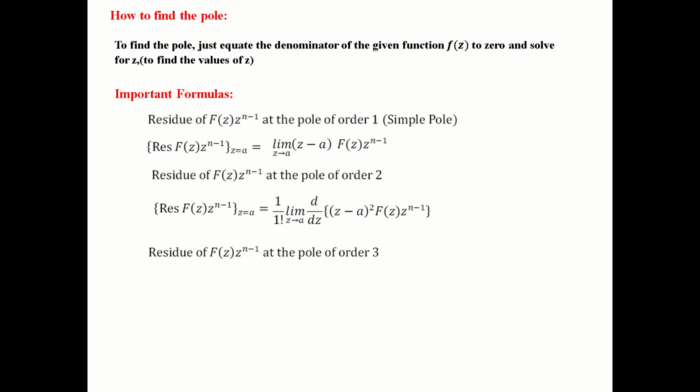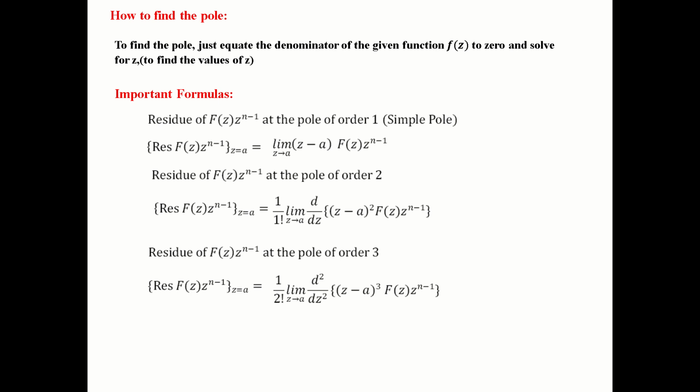If z is equal to a is a pole of order 3, the residue of f of z, z power n minus 1, is equal to 1 by 2 factorial, limit z tends to a of d square by dz square, the second derivative, right, of (z minus a) cube f of z, z power n minus 1.